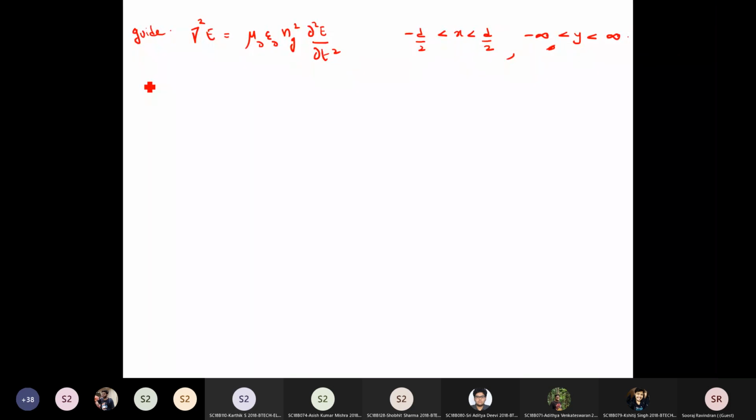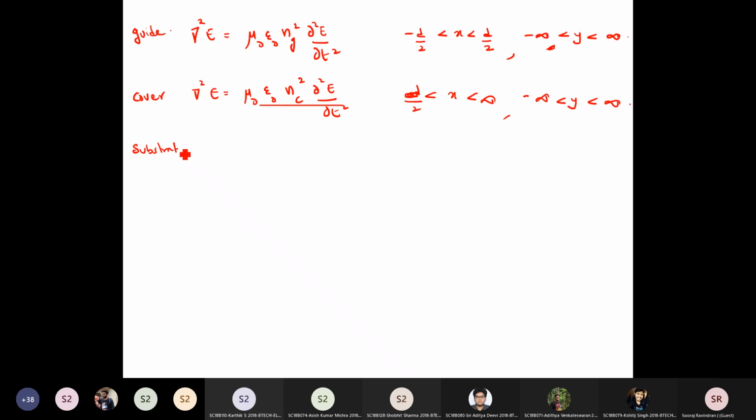And for the cover layer, you can write del square E is equal to mu naught epsilon naught Nc square dou square E divided by dou T square, and this is valid for d by 2 less than x less than infinity and minus infinity less than y less than infinity. This is for the cover. And similarly for the substrate, we would write del square E is equal to mu naught epsilon naught Ns square dou square E divided by dou T square, valid for minus infinity less than x less than minus d by 2, and similarly minus infinity less than y less than infinity.